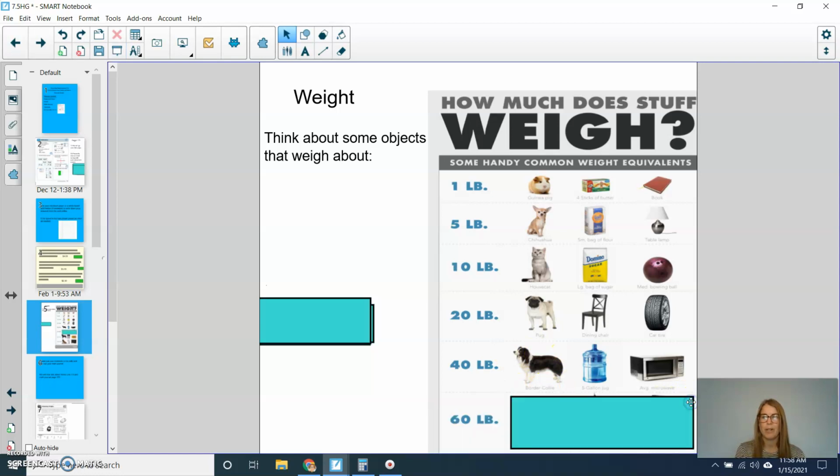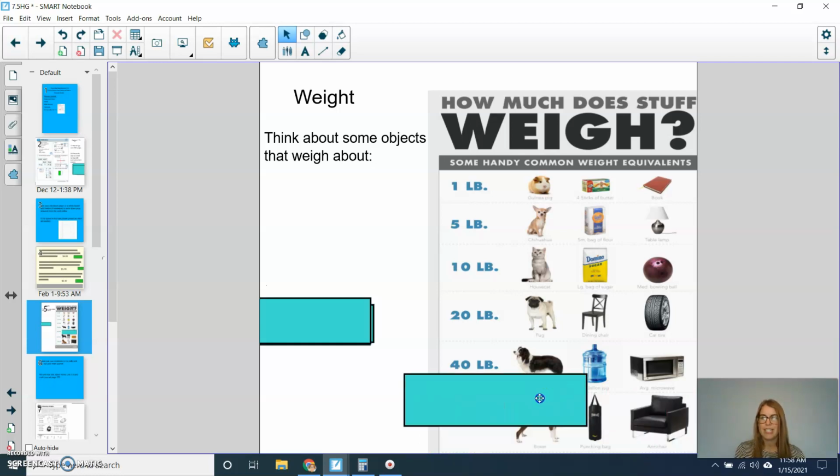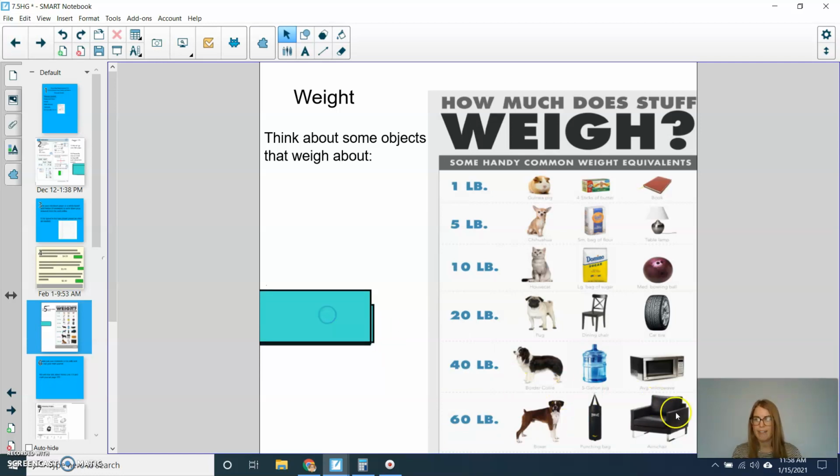We'll try one more. Could you think of some things that are about 60 pounds? Press pause and play when you're ready to check. For 60 pounds, I have like a larger chair, could be a punching bag or a larger dog.